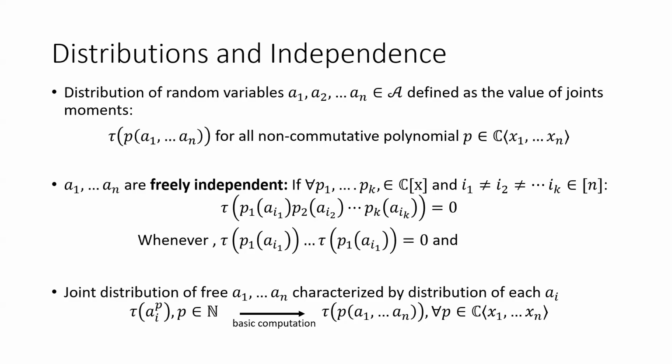So you have to start from this definition and show that if you know what the moments of each individual random variable are, then through some basic computation and applying the previous definition, you can essentially compute the moment of any polynomial. I mean, the expectation of any polynomial of these random variables. But it's not as simple as, for example, if the polynomial is something like a1 squared a2, it's not like tau of a1 squared times tau of a2. That would be classical probability. So it's not true that the expectation factors. But it's still computable.